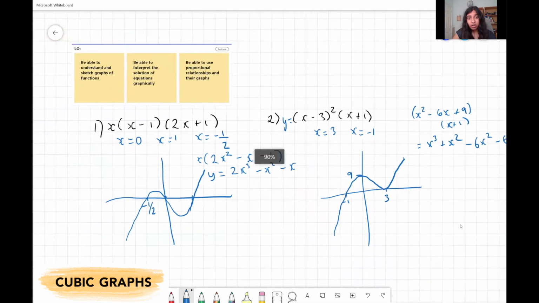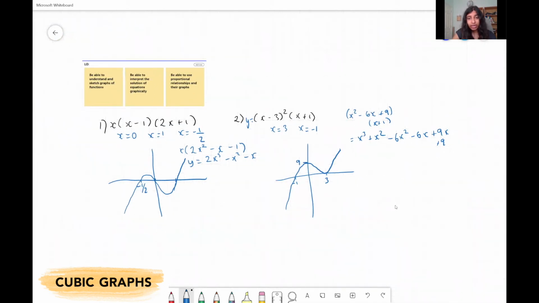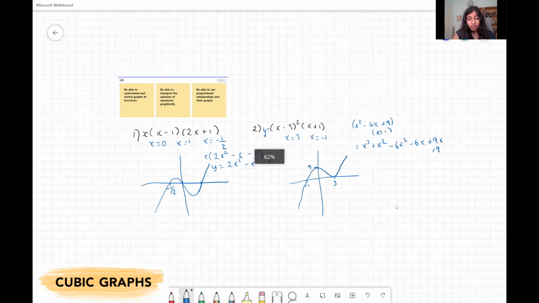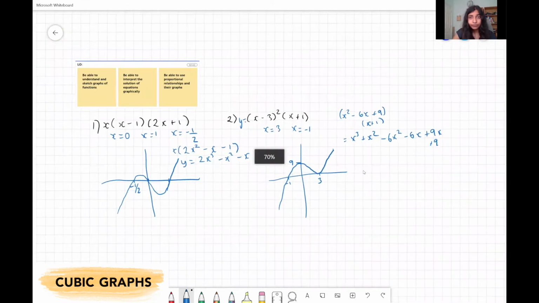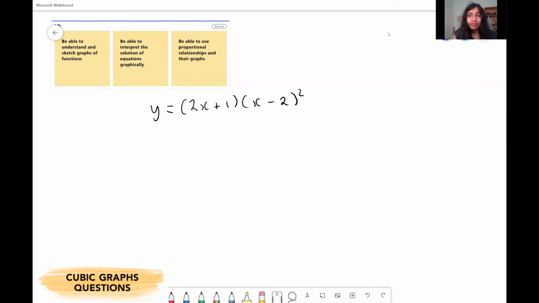So that's just a run through of how you can sketch cubic graphs. So now let's try an example. So we have an example here, y equals 2x plus 1, x minus 2 squared. If you try this question yourself, pause the video and try it out, and then we can go through it again. So to draw this, we need to figure out where it crosses the x-axis and where it crosses the y-axis. It crosses the x-axis when y equals 0.